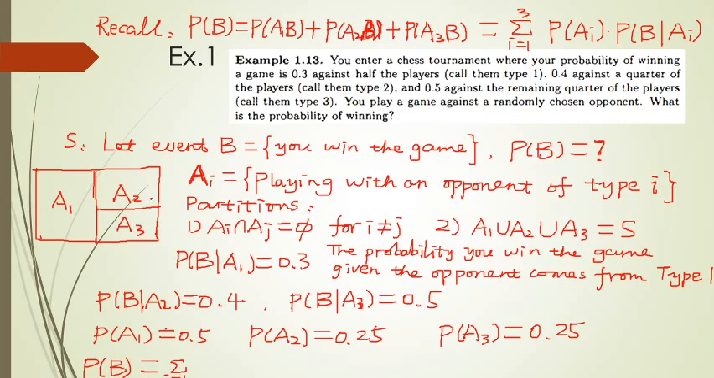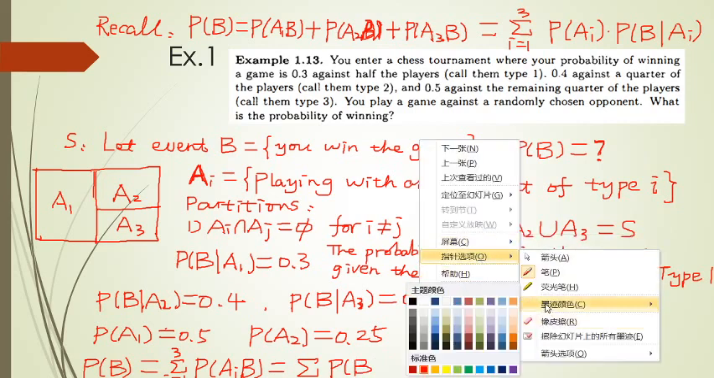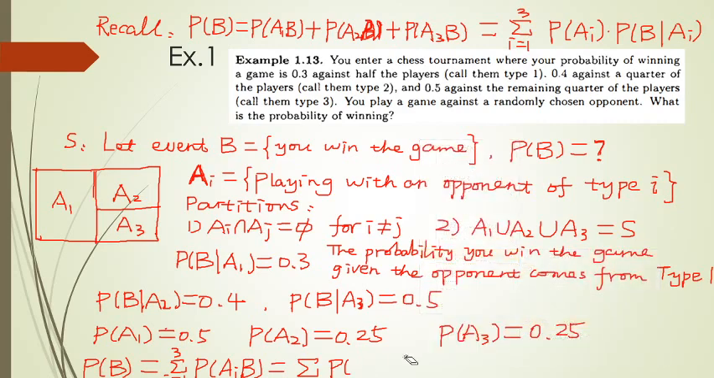Total probability theory: since the partition n equals 3, you have i from 1 to 3, then you have the probability of Ai intersect B. How can you rewrite the Ai intersect B probability? Following the formula here, that will be the probability of Ai times the conditional probability of B given Ai.